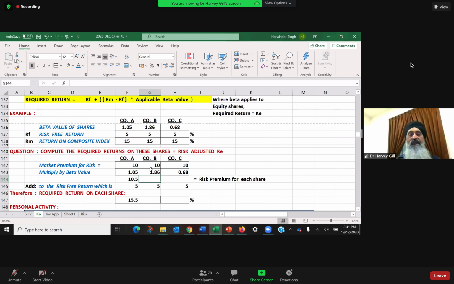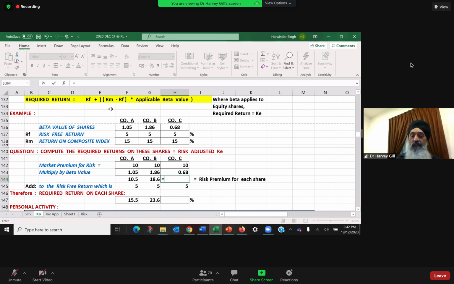So if I take the market premium for risk multiplied by beta value, that's the value in the brackets, what I will get is 10 multiplied by 1.86, 18.6, plus 5. So 18.6 is the risk premium on this share. This share must give me returns 18.6% over and above the risk-free return, which is 5%. So the required return on this share is 23.6%.